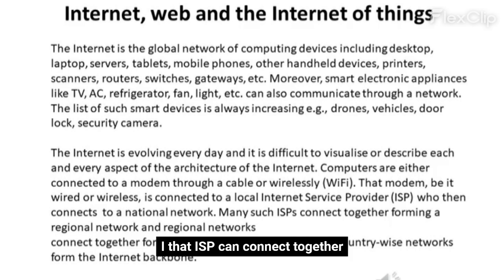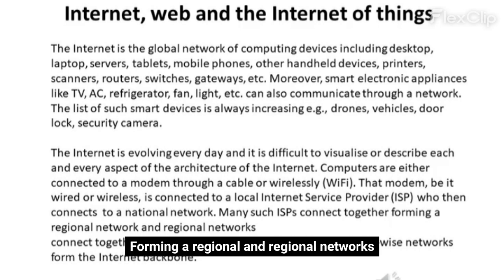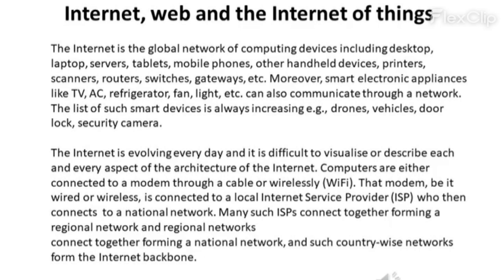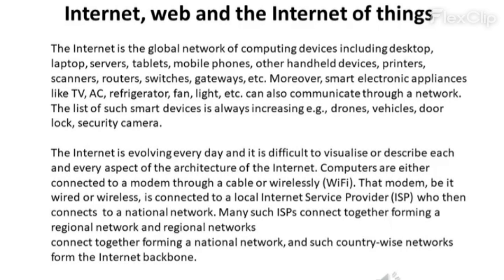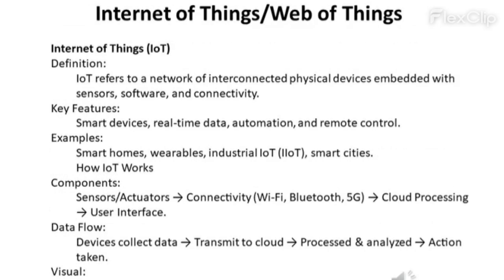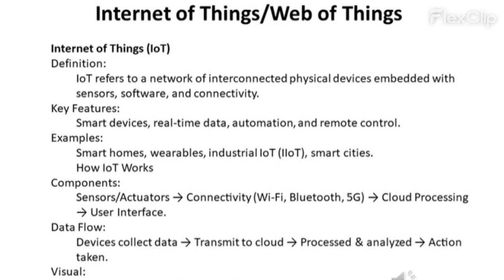That ISP can connect together, forming regional networks. And such country-wide networks form the internet backbone of a nation. So how does IoT come in, and what does it entail?